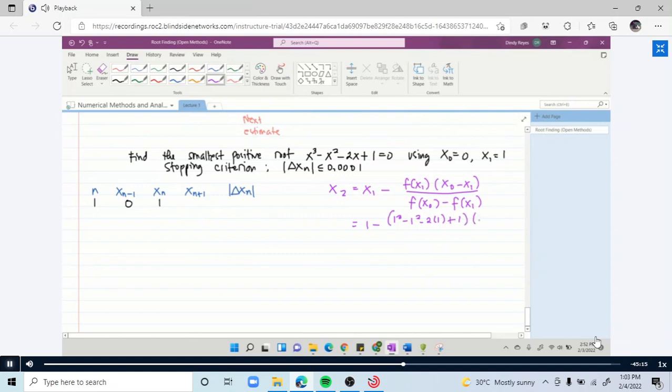Times x sub 0 is 0 and x sub 1 is 1, over f of x sub 0. So that is 0 cubed minus 0 squared minus 2 times 0 plus 1, minus f of x sub 1. Here again: 1 cubed minus 1 squared minus 2 times 1 plus 1.